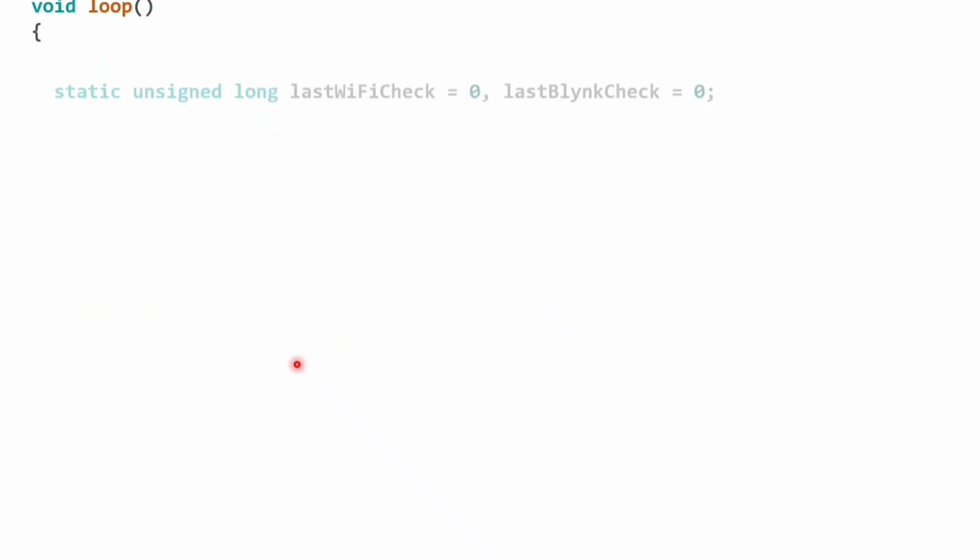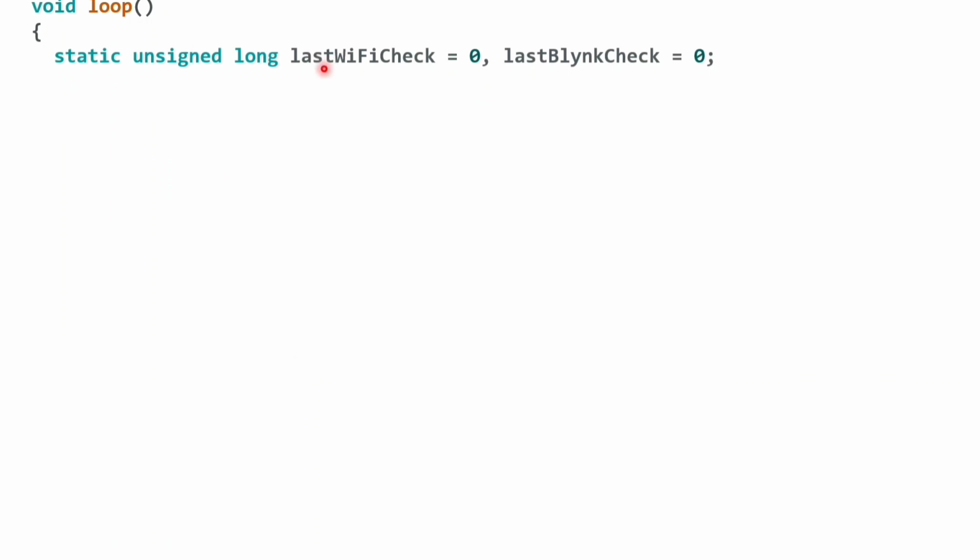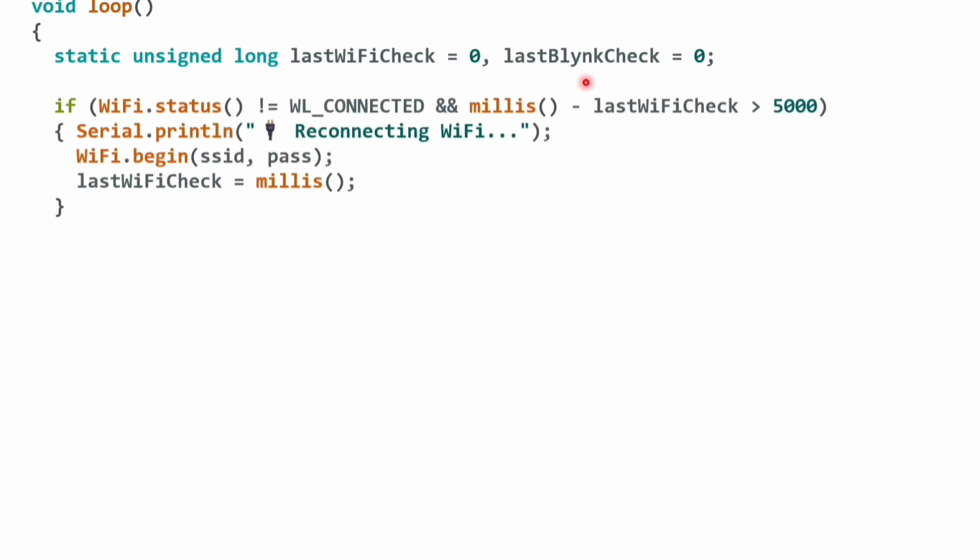Now let us understand the loop function. So here we have taken two variables, last Wi-Fi check and last blink check, and initialized them with 0. The function of these two variables is to check Wi-Fi connectivity every 5 seconds and Blynk connectivity every 3 seconds. So let us understand this code.